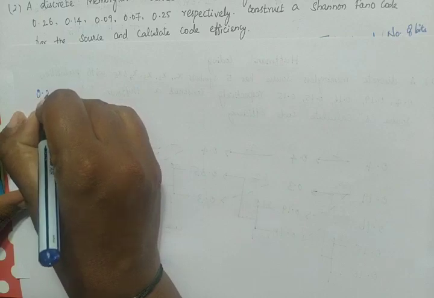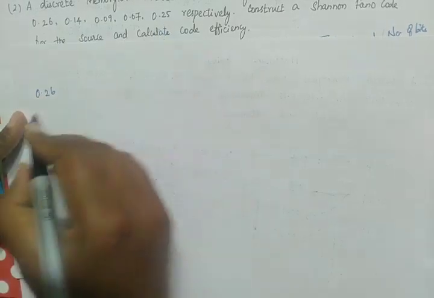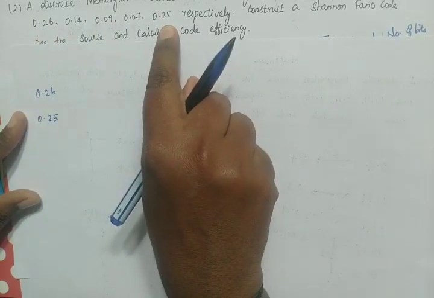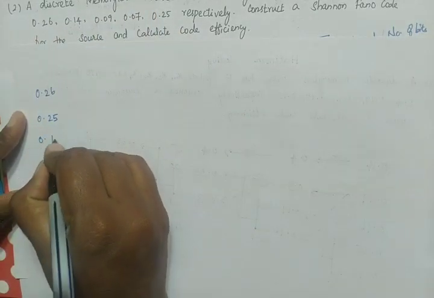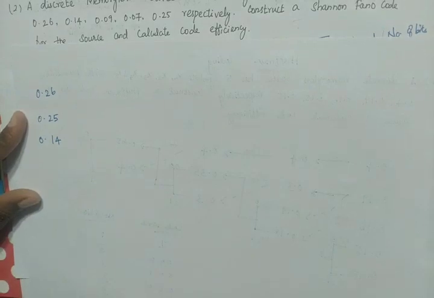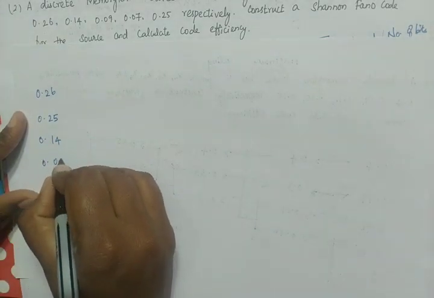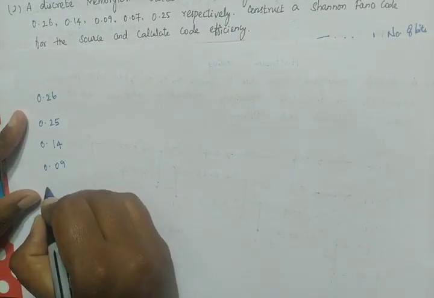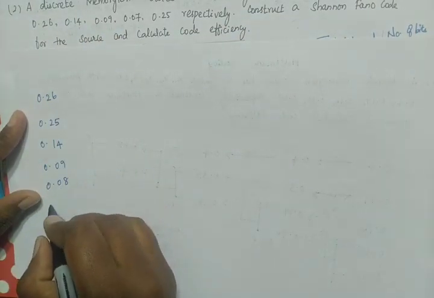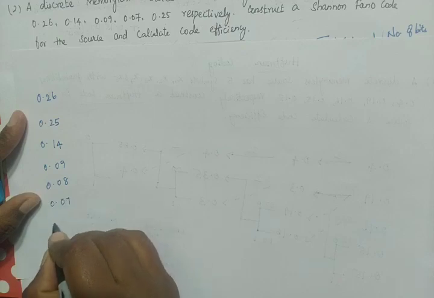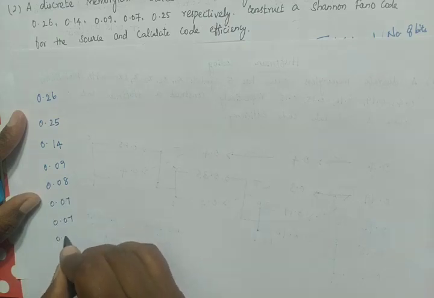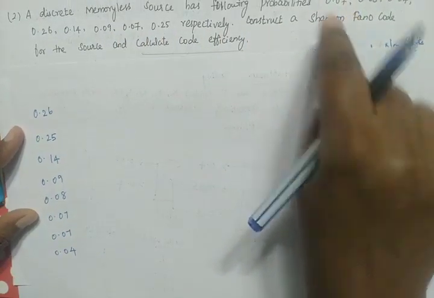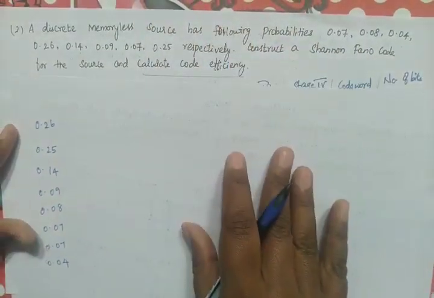So 0.26, then we have 0.25, then 0.14, then after this we have 0.09, then 0.08, then 0.07, 0.07, 0.04. So we have 8 probabilities, and here also we have 8 probabilities. This is the problem which we have solved for Shannon-Fano coding.